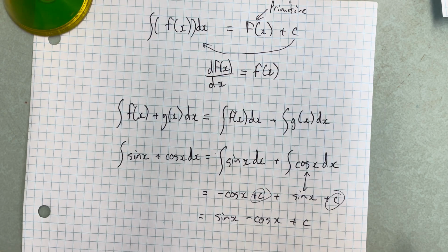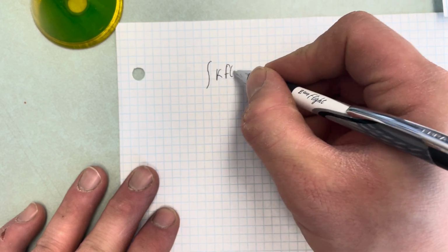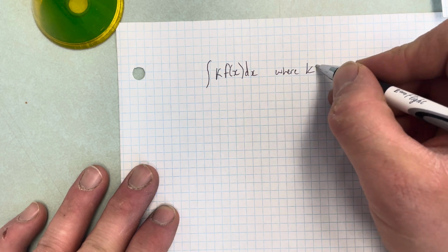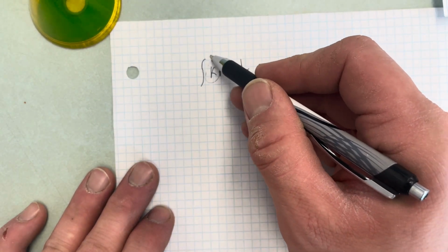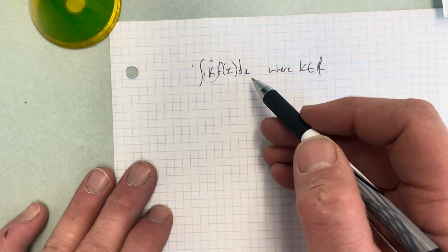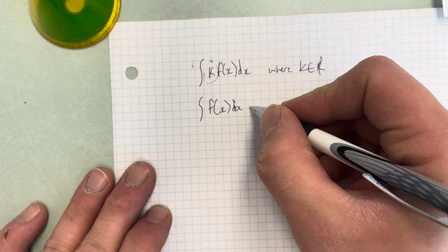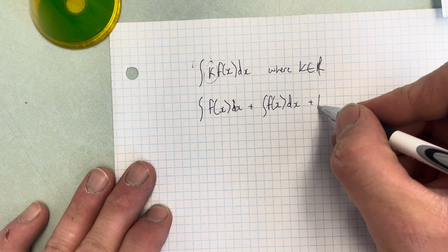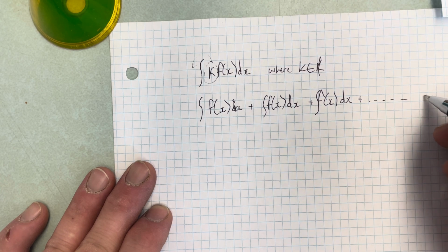Now let's take a look at another type, when you have a common factor. If we think of having something like k f of x, where k is an element of the reals, this tells us that we can take this k and remove it. If we have k f of x, that really means we have the integral of f of x dx plus the integral of f of x dx plus the integral of f of x dx, and so on. Well, we have k of those.